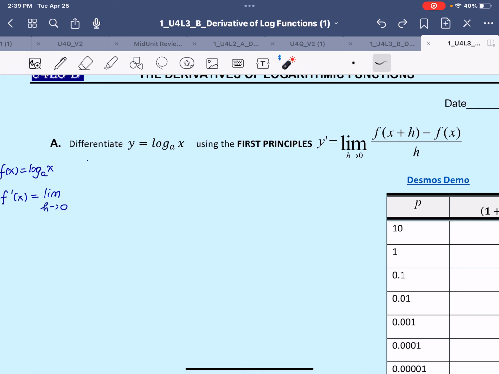equal the limit as h approaches 0 of f of x plus h. So remember, instead of x, now we have x plus h, which will turn log with base a of x into log with base a of x plus h, right? So we'll write that down first. And then minus f of x, well, f of x is simply log with base a of x, and then that will be divided by h.